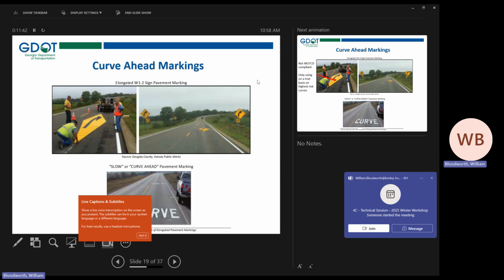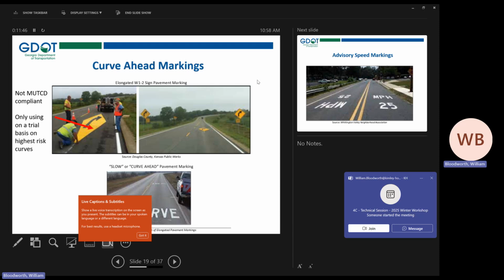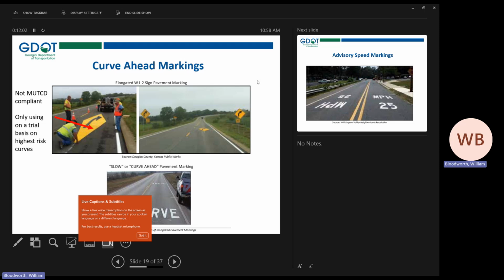We are doing a pilot on this because we understand that this is not MUTCD compliant, but this is a trial based on one of our high risk curves, with this curve ahead pavement marking. We want to see how much this actually affects roadway departures at these high risk curves and see if we can reduce those departures and fatalities as well.